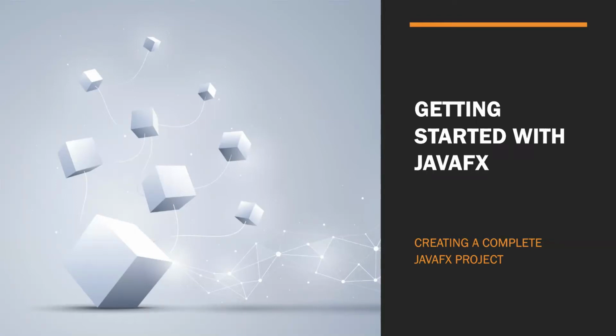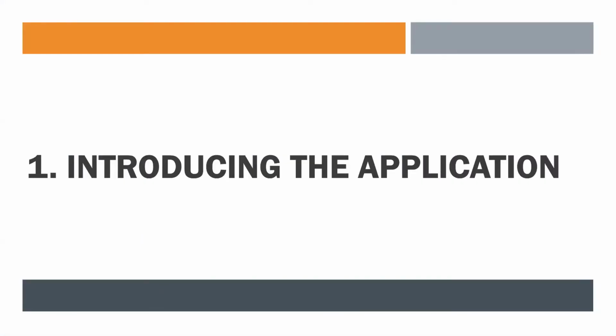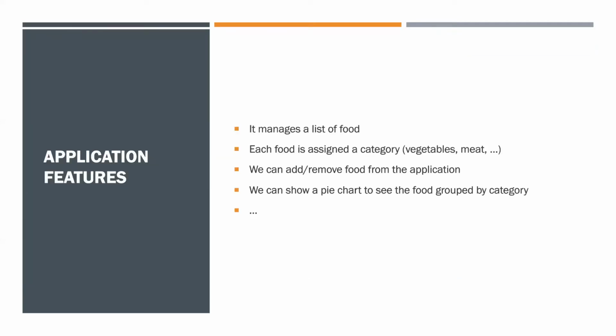In this video, we are going to learn how to implement a complete and complex JavaFX application. First of all, let's introduce the application that we are going to implement. It will be an application to manage a list of food inside a table. So each food will be assigned a category, such as vegetables, meat and fish, and so on.